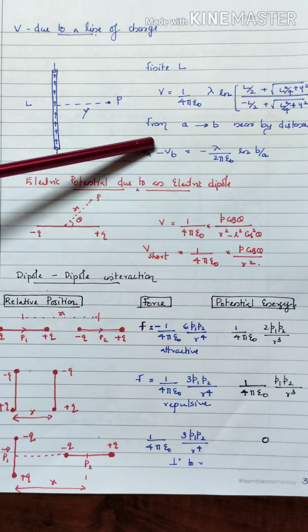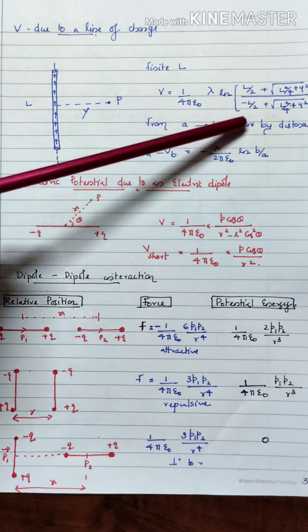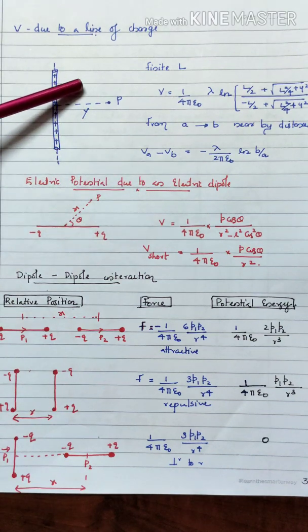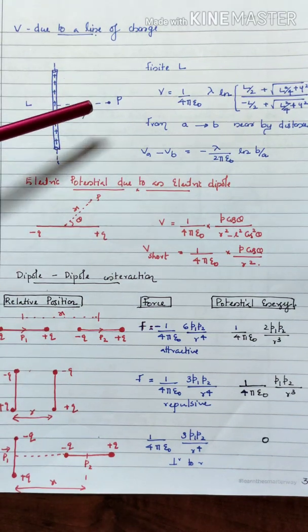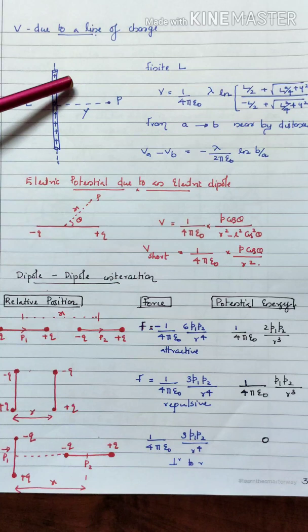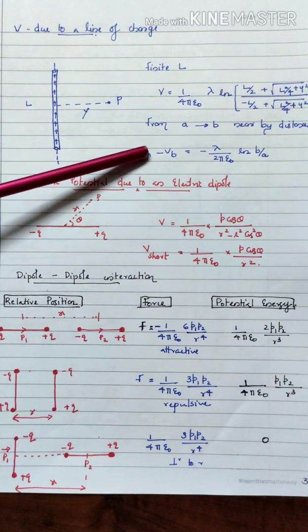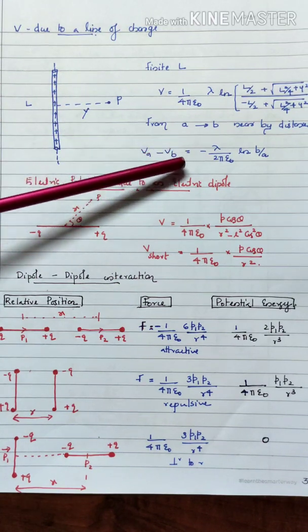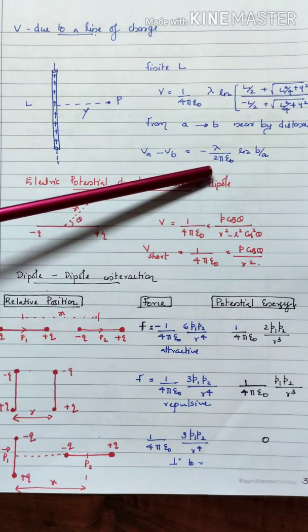But from A to B, nearby distances. So here A and B are two nearby places, and we are moving the charge from A to B. So potential at the point A minus VB is given as minus lambda by 2 pi epsilon 0 log.